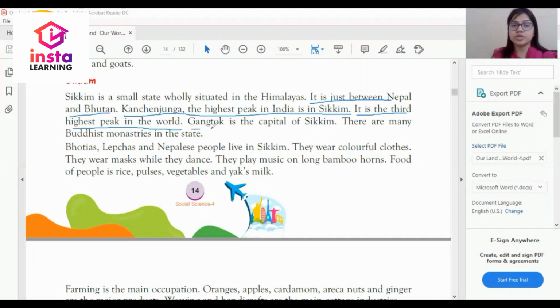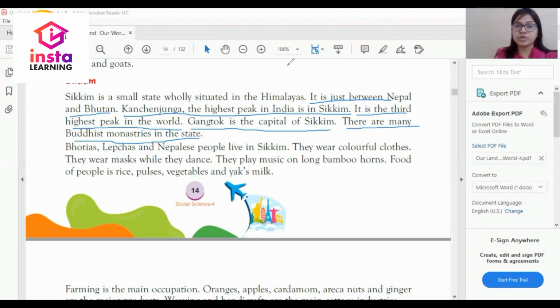Dear student, Gangtok is the capital of Sikkim. What is the capital of Sikkim? This is a very important question. Gangtok is the capital of Sikkim. There are many Buddhist monasteries in this state.